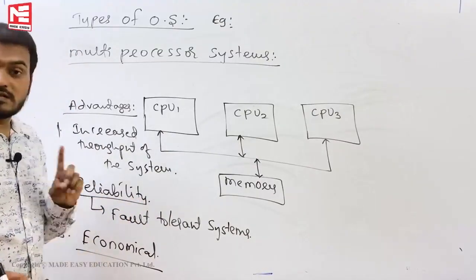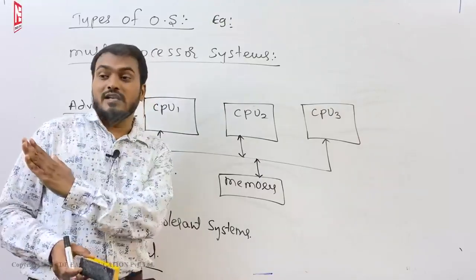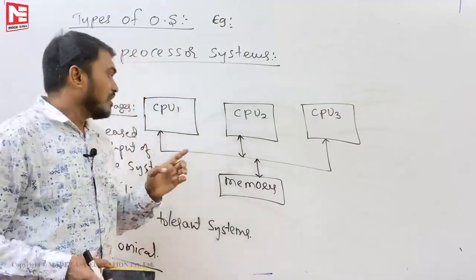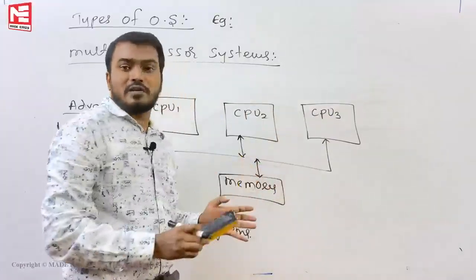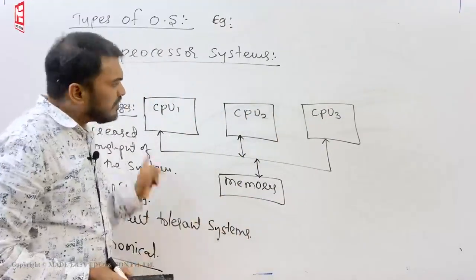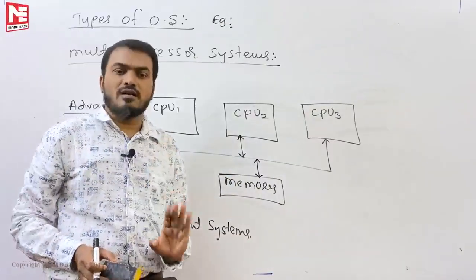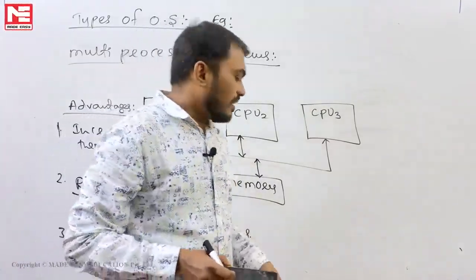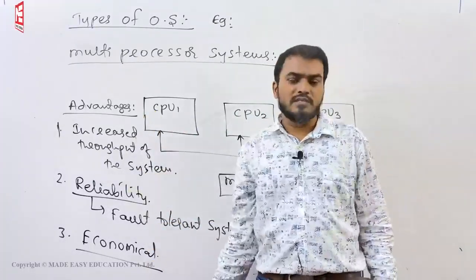I am repeating: economical means cost will be less, and that does not mean comparing with our normal computer. If you are buying 3 different systems with a single CPU, or one system with 3 CPUs, the cost will be less. That's what I want to convey. So this is a multiprocessor system, and these are the advantages.